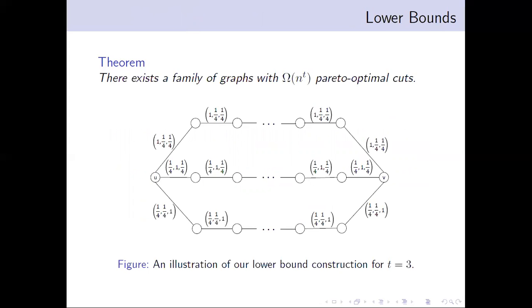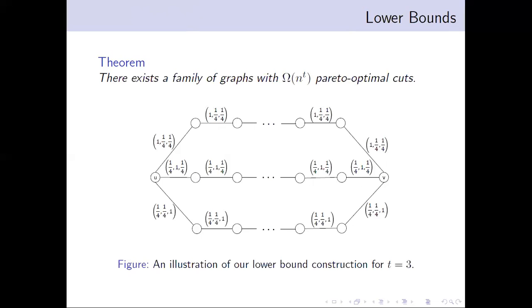To wrap up, I want to discuss some of the other results that we show in our paper, one of which is a lower bound on the number of Pareto optimal cuts, and therefore the number of multi-objective min cuts in a graph. Recall that a cut is Pareto optimal if it's not dominated by any other cut. There's no cut that is at least as cheap under every cost function and strictly cheaper under at least one of them.